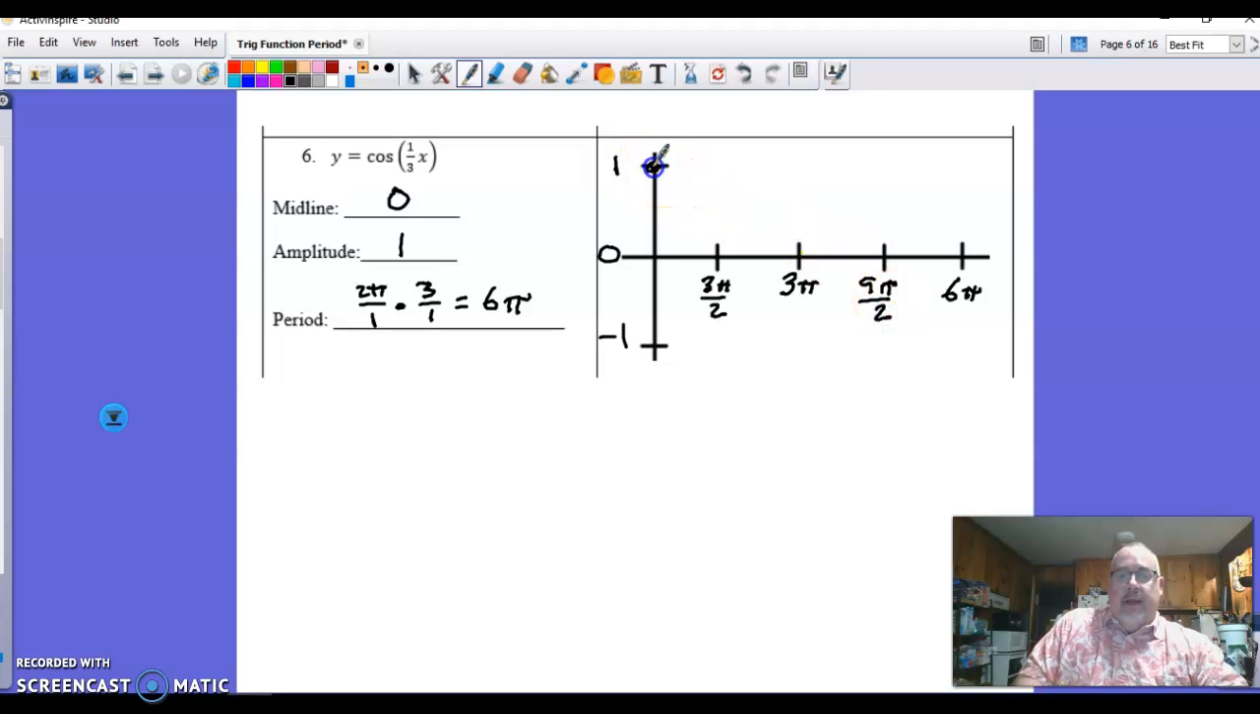Cosine starts at the maximum, goes to the midline, minimum, midline, maximum. And there's our positive cosine curve. All right, so a fraction ends up multiplying by the reciprocal.